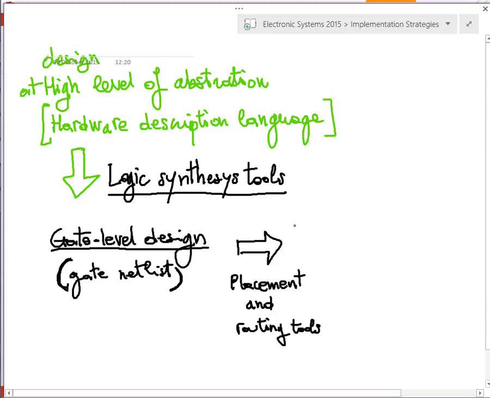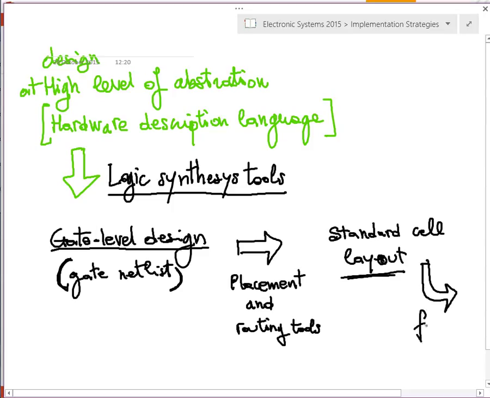that can perform the operation that I described before by hand. And then at the end I have the standard cell layout. And this can go directly to the foundry.